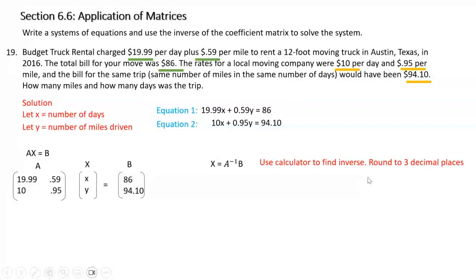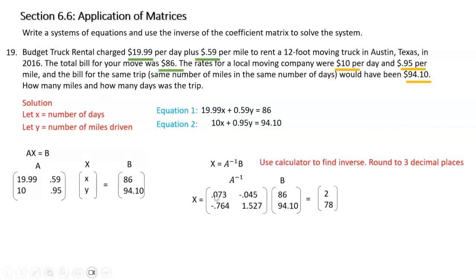So use a calculator to find the inverse, and round to two places. If we get the inverse of A, it's going to give us 0.073, negative 0.045, negative 7.764, and 1.527. And we multiply it times B. So I'm going to multiply 0.073 times 86, negative 0.045 times 94.10. After you do the operation, this should be my result.